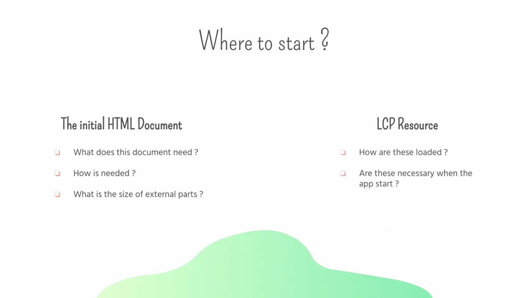When you do that, the second step is to identify your LCP resource, the largest contentful paint resource. Typically, it's an image or a script. Very simple. To answer these questions: how are these loaded, and are they necessary when the app starts? Maybe you load a lot of scripts, but for the first page these scripts are not necessary.